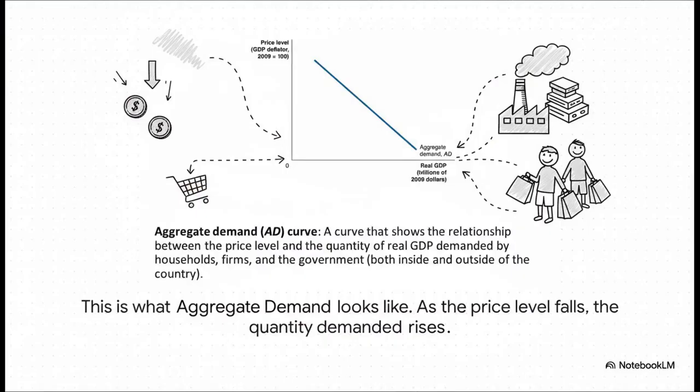And here it is. Looks pretty simple, doesn't it? Just a downward sloping line. On the side, that vertical axis, you've got the overall price level. And along the bottom, the horizontal axis, that's real GDP, which is just a fancy way of saying the total amount of stuff the economy is producing. The curve just shows that, hey, when average prices go down, people tend to buy more.